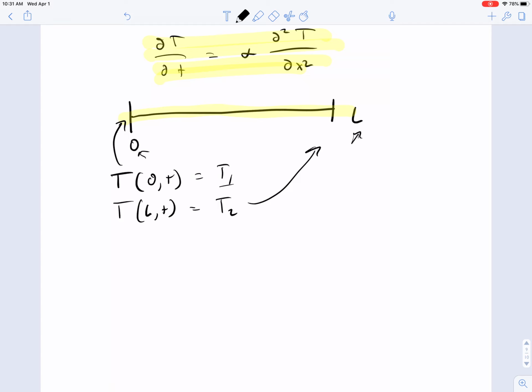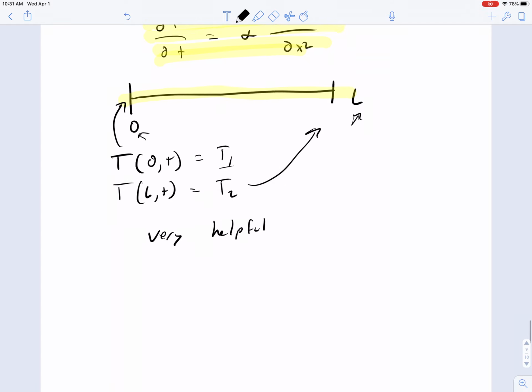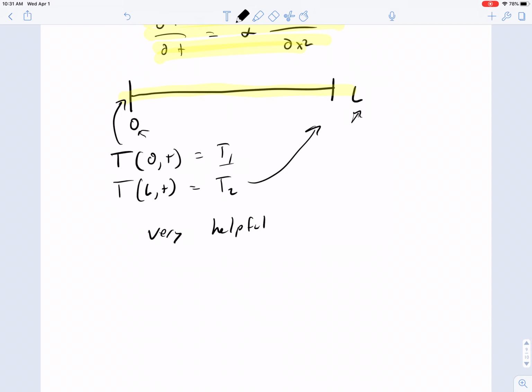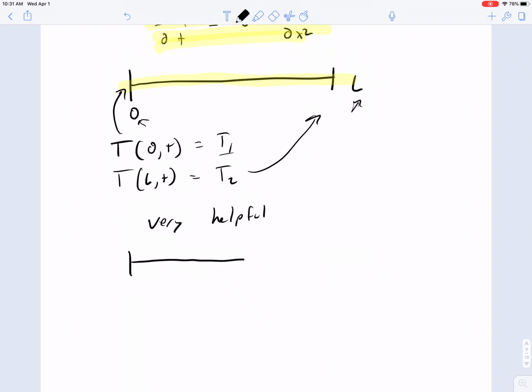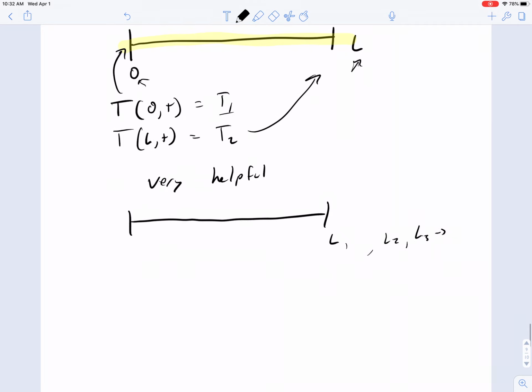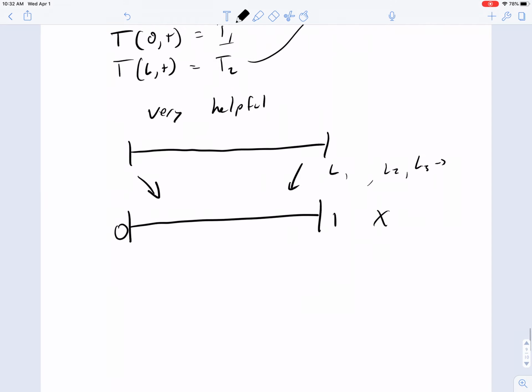One thing that's very convenient is to work in a dimensionless system. What does that mean? We can have many problems that have different L, for instance, L1 or L2, L3, etc. But we only need to solve the equation once, really. If we can somehow map this onto a new interval that goes from 0 to 1 using this conversion where x equals some dimensionless variable times the overall length of the system.